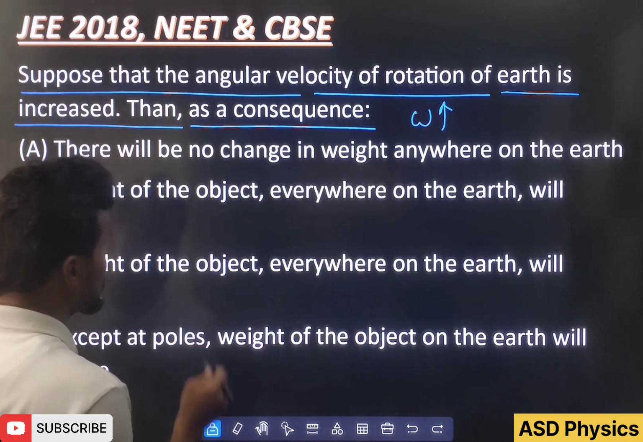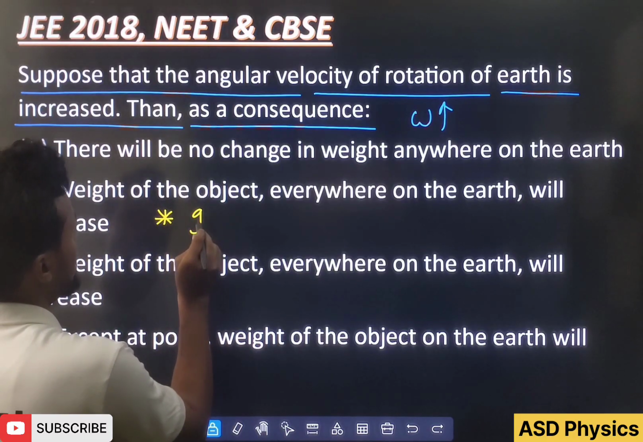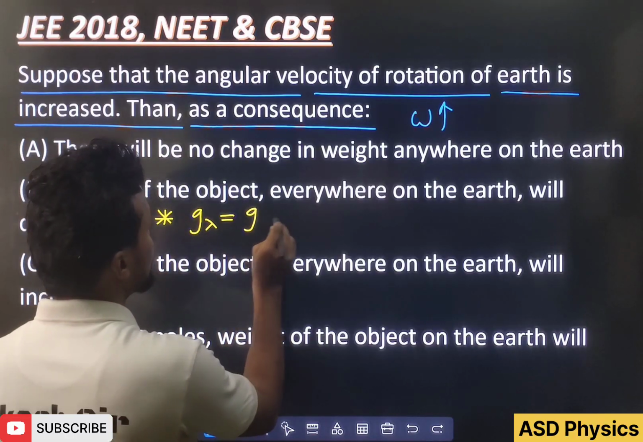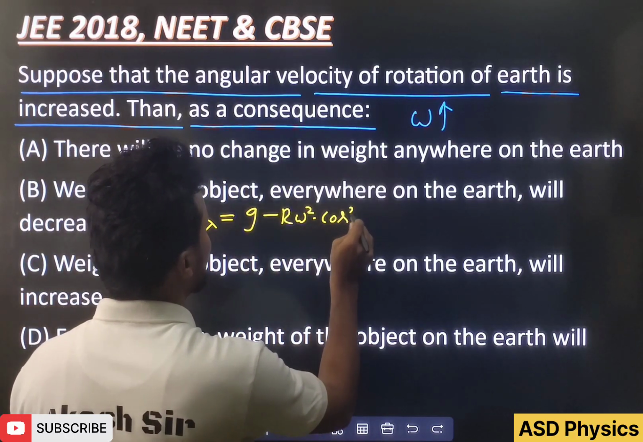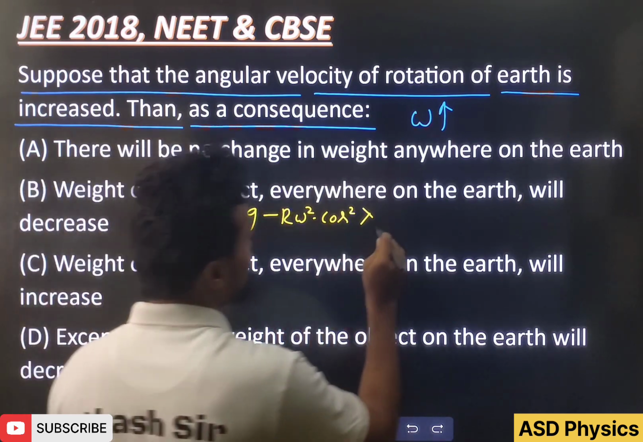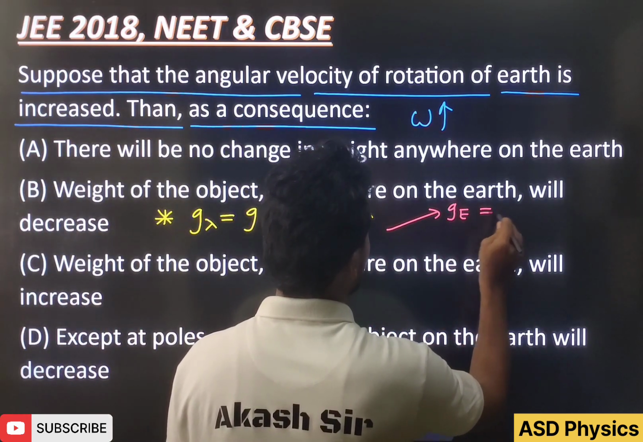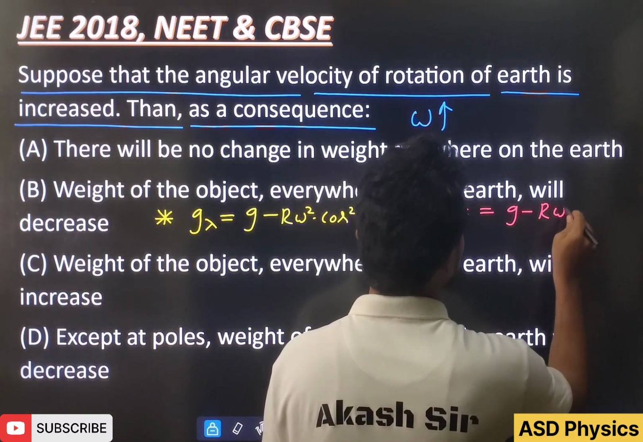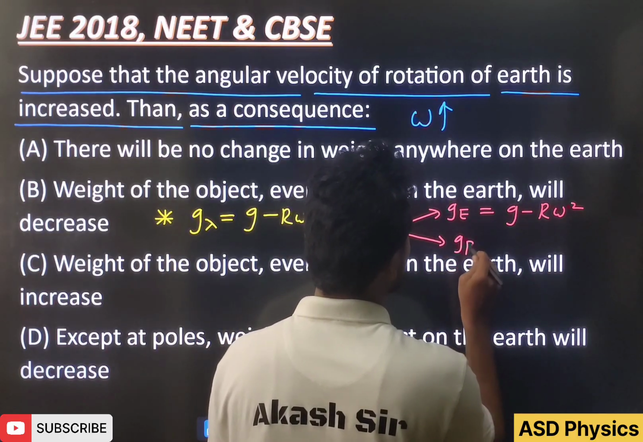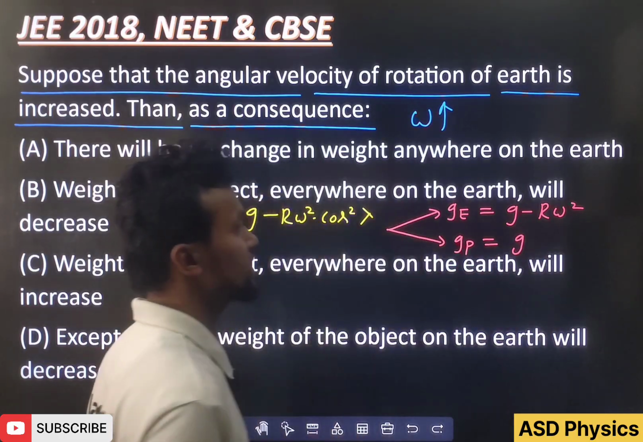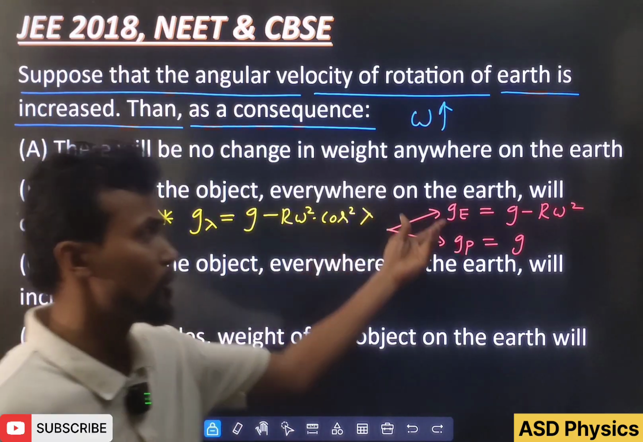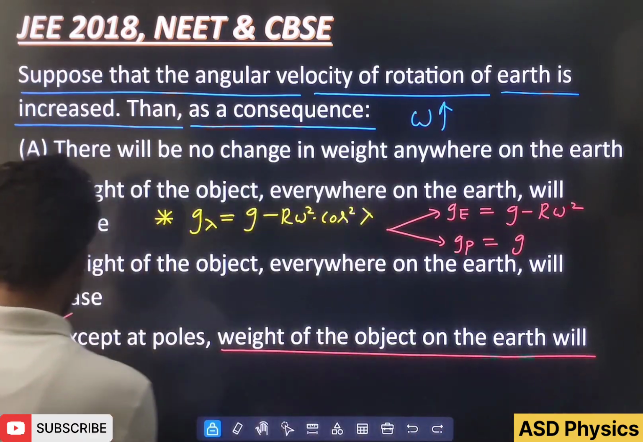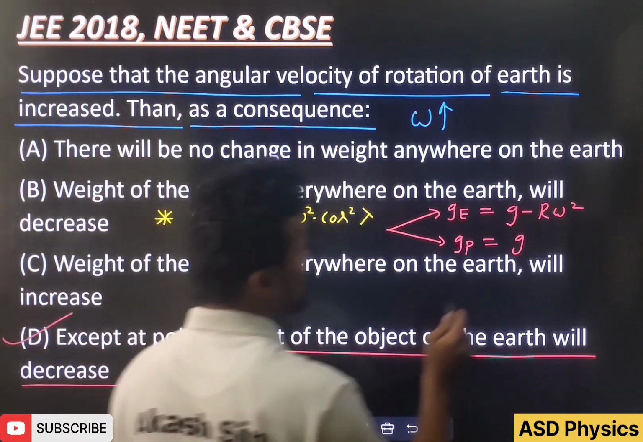So here remember that we should know the gravity effect due to the rotation. Due to the rotation, what happens? g lambda, that means at latitude angle lambda, g lambda is given by g minus R omega square cos square lambda. Now on the equator, this lambda value will be 0, so on the equator this will be g minus R omega square. At the poles, this lambda value will be 90 degrees and cos 90 is 0, so at the pole g p is g. So from here you can see very well, except at poles, weight of the object on the Earth will decrease. Why? Because you can see minus is there.